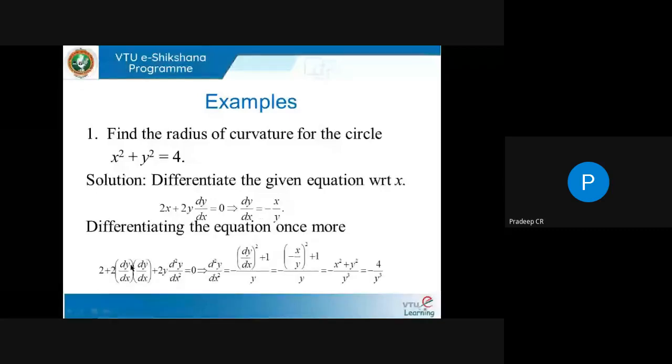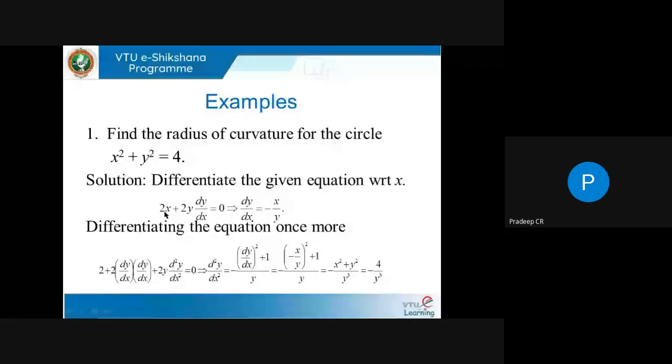So this is one part, dy by dx is minus x by y. I also want d square y by dx square. How do I get that? You differentiate this once more or apply the quotient rule to this. For me, it's easier to differentiate this once more. If you differentiate 2x with respect to x, I'll get 2, and differentiating 2y dy by dx gives 2 times (1 plus (dy by dx) whole square) plus 2y d square y by dx square. If you take the rest of them, the 2 will get cancelled, and 1 by y will be in the denominator, and the numerator will have 1 plus (dy by dx) whole square. That's what I have written here: 1 plus (dy by dx) whole square divided by y. But I know dy by dx is the same as minus x by y. So I substitute that here and simplify. I get minus 4 by y cube.